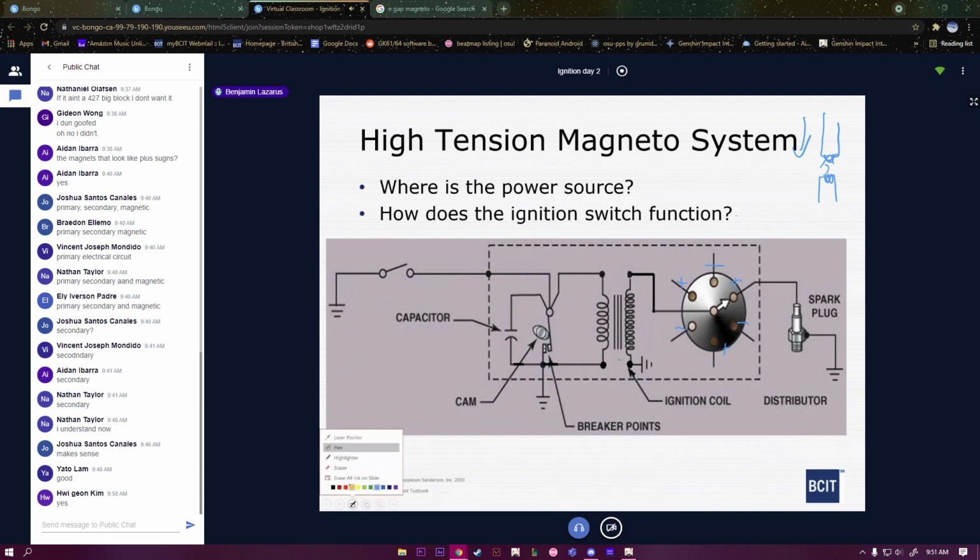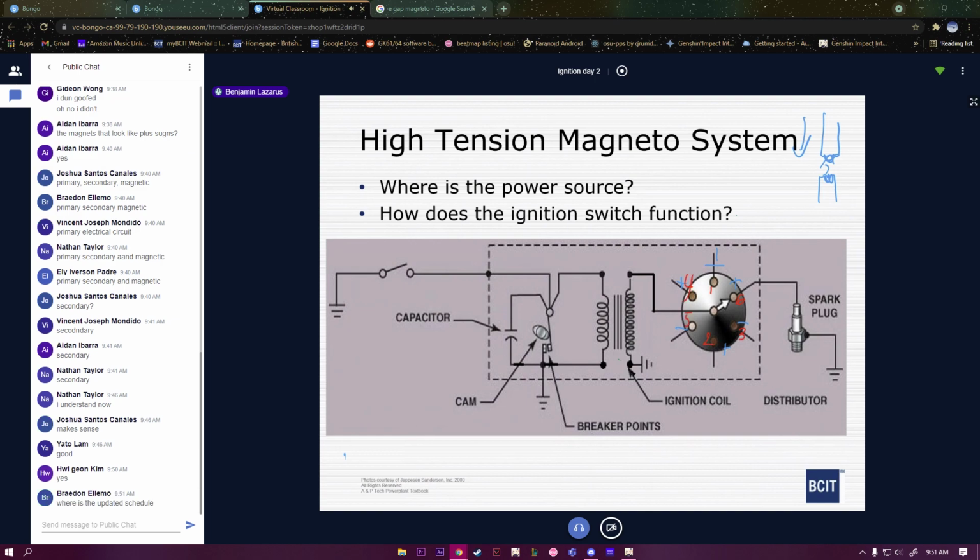cylinder 1. If this was cylinder 1, let's change my color. 1, 6, 3, 2, 5, 4.